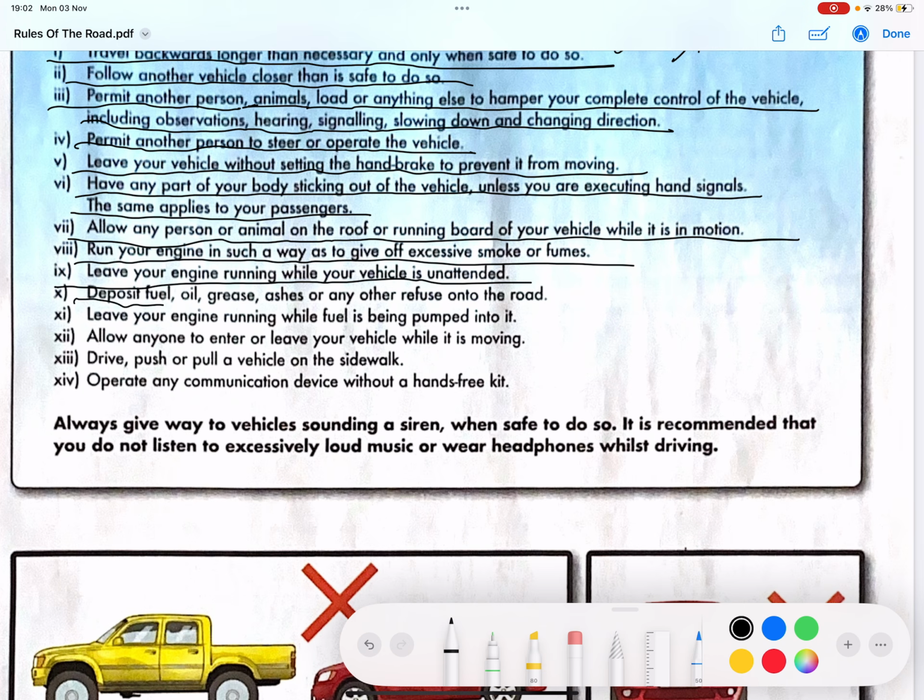You may not deposit fuel, oil, grease, ashes, or any other refuse onto the road. You may not leave your engine running while fuel is being pumped into it. You may not allow anyone to enter or leave your vehicle while it is moving. You may not drive, push or pull a vehicle onto the sidewalk. You may not operate any communication device.